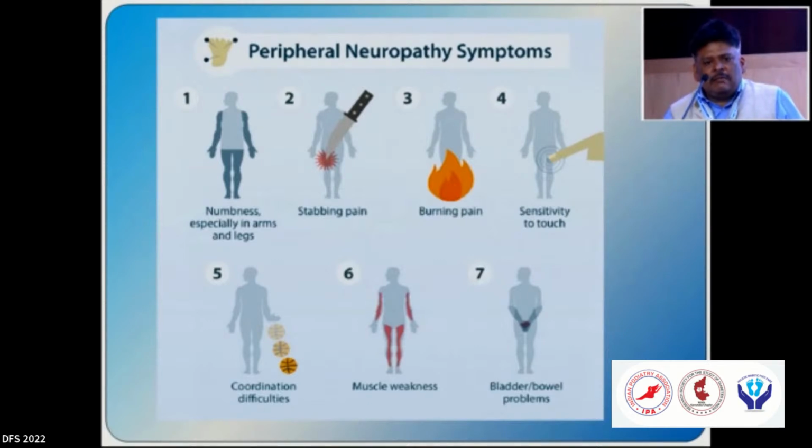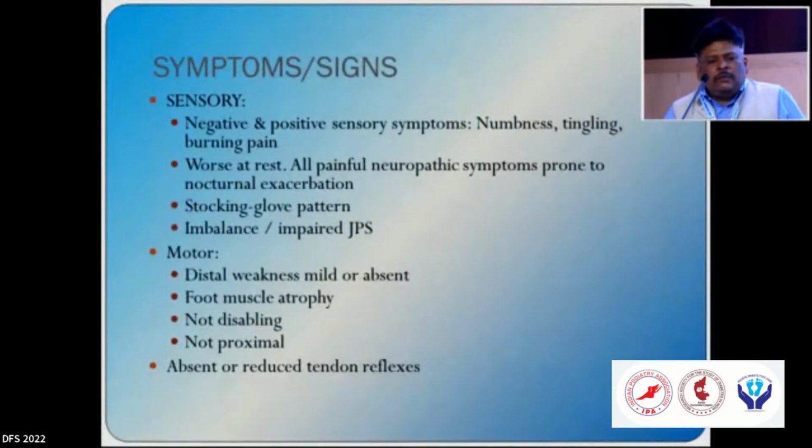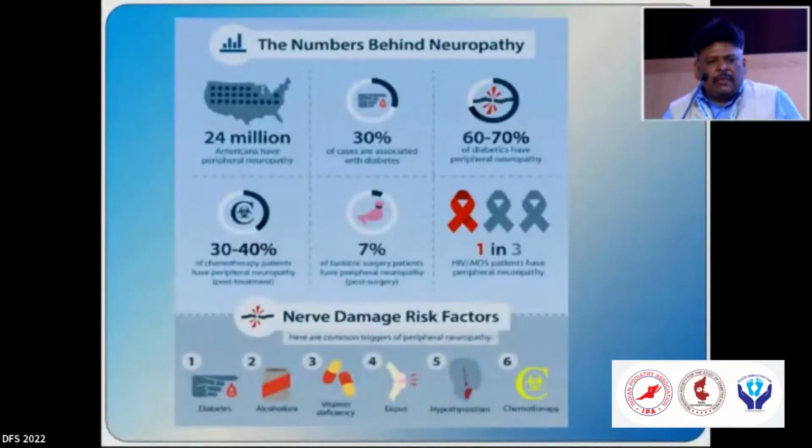The extreme ones, like I just mentioned: allodynia, coordination difficulties or balance issues, muscle weakness, which again leads to balance issues, inability to wear their socks and shoes properly, slipping off of their shoes. Autonomic neuropathy has bowel and bladder issues as well. So we just talked about these symptoms and signs of neuropathy. Again, numbers behind neuropathy: I think in the US itself, reported literature says about 30% of patients with diabetes have some amount of neuropathy. 60 to 70% of diabetics have peripheral neuropathy.